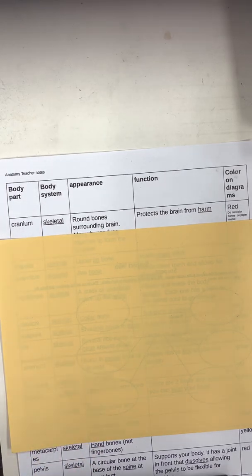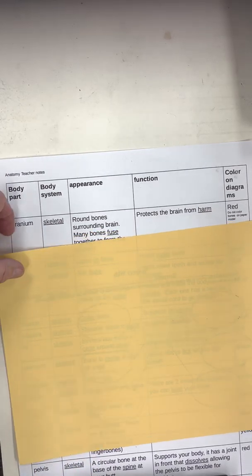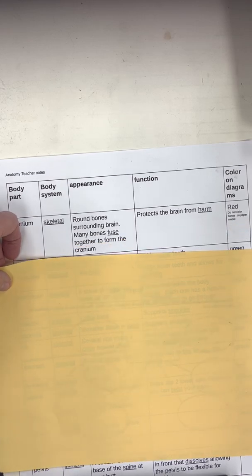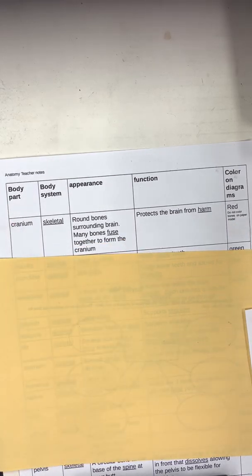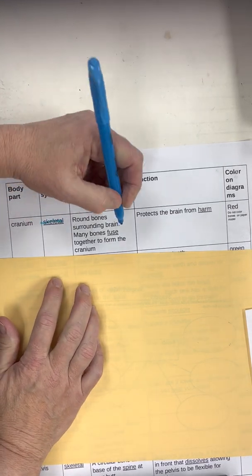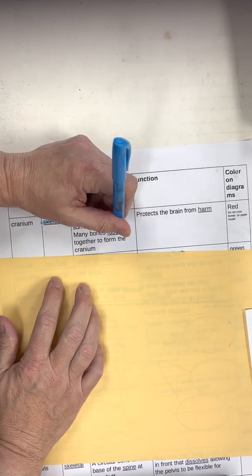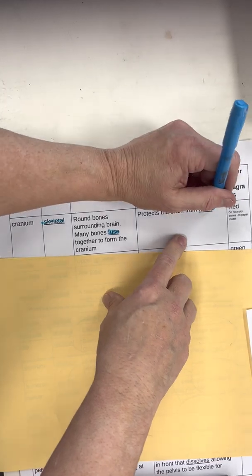The cranium is skeletal. The body system is skeletal. The round bones surrounding the brain actually fuse together. You have more of those when you're born than when you're an adult. So it's skeletal. Many bones fuse together to form the cranium. It protects the brain from harm.